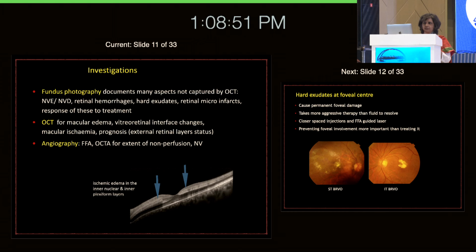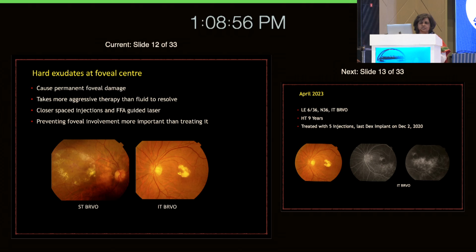Investigations: photography is very important. It captures things which OCT cannot capture, such as hard exudates, which will not be captured accurately by OCT. Hard exudates are extremely important. They can cause permanent damage. So we have to prevent these coming into the fovea rather than rush after them when they've already involved the fovea, because they will leave behind some damage permanently.